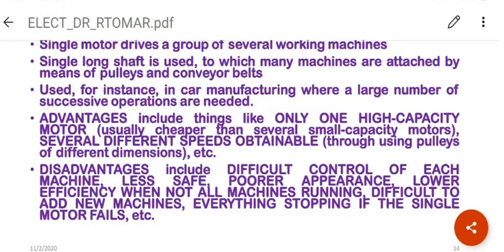Efficiency is lower, especially if not all the machines are running, because then you are not using the main motor fully. Generally, if you want to add a new machine in the system, it's not that easy because the motor was installed keeping in mind a certain amount of machines. Flexibility is not that much in general. There may be possibility to add one or two more machines, but not more than that. And one big disadvantage is that if your motor fails, then everything stops in the factory.